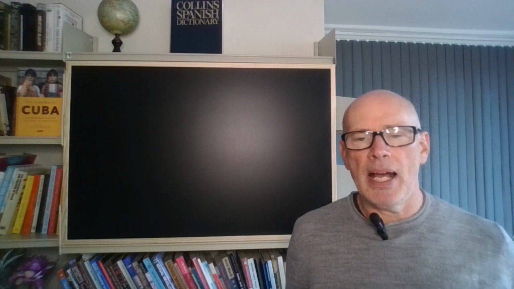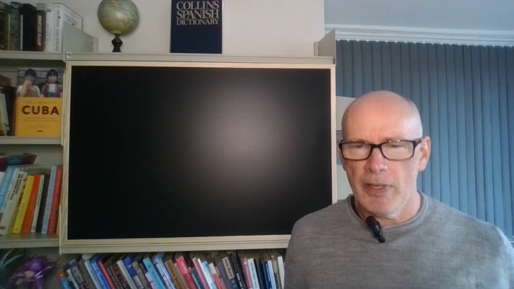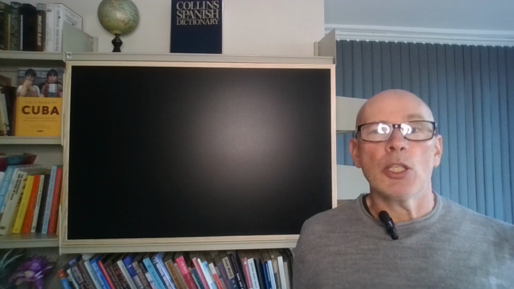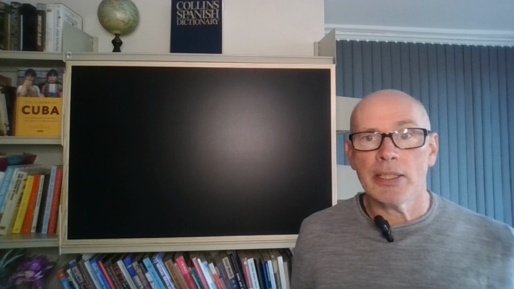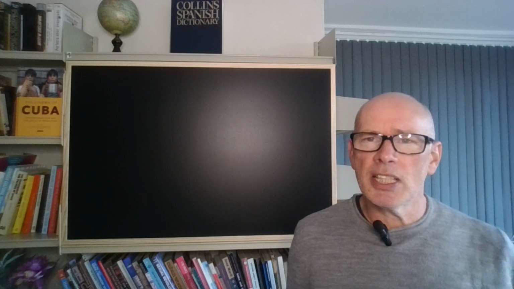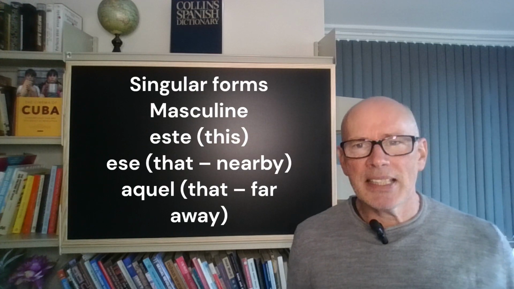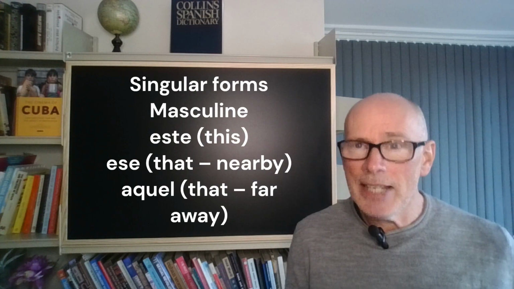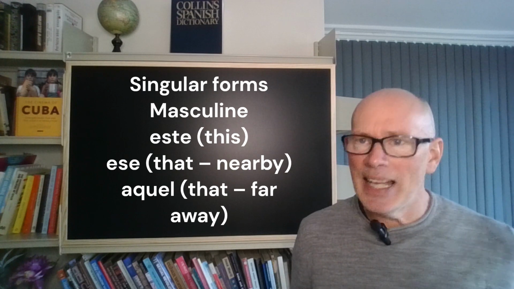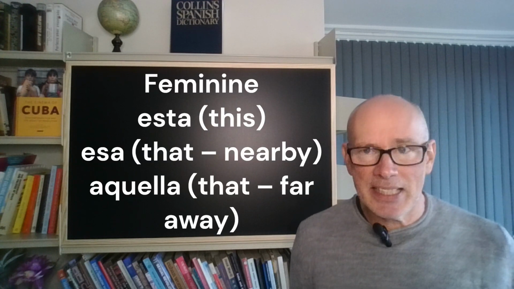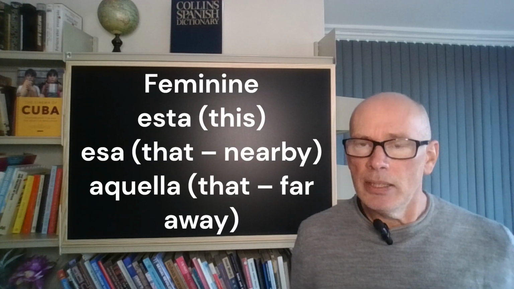Let's have a look at the forms of demonstrative adjectives and pronouns before we look at how they are used properly. Okay, so there are singular forms and plural forms. So let's have a look at the singular forms. In the masculine, we would have este, ese, and aquel. In the feminine would be esta, esa, and aquella.